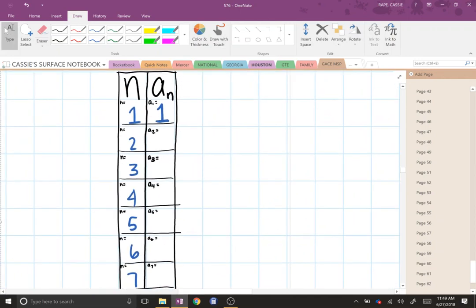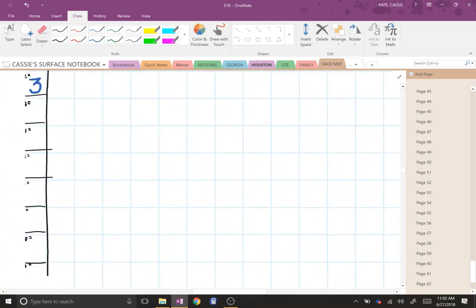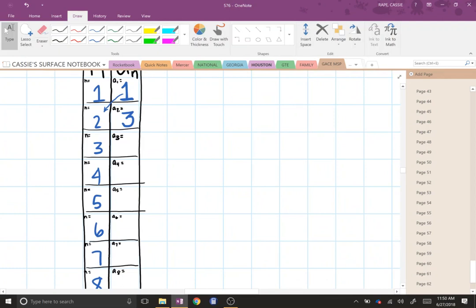So to figure out what goes right here, I take the number that came before it, which is 1, and add my current n value, which is 2. 1 plus 2 is 3. And I do the same thing for the next square. I take the a sub n before that, which is 3, to which I add the current n value, which is 3. 3 plus 3 is 6. And you continue to go all the way down.